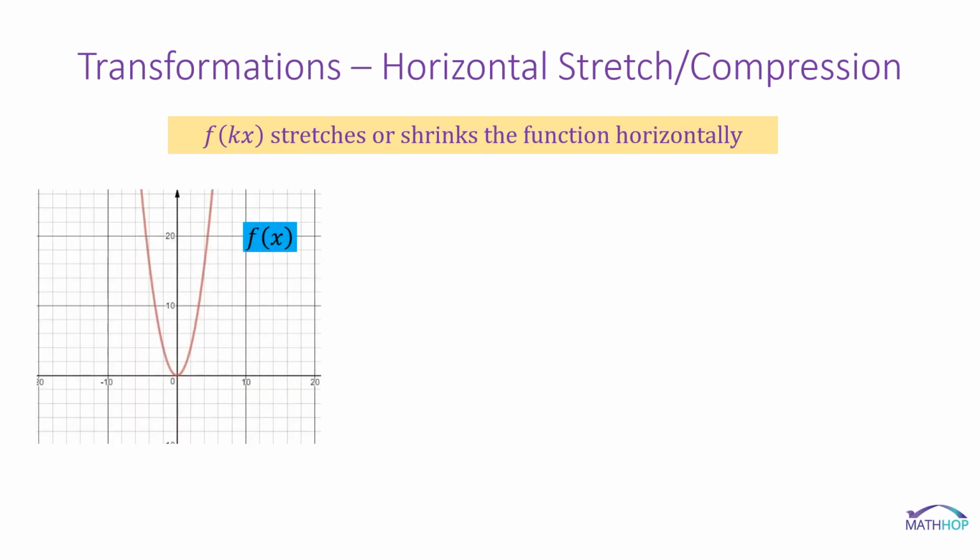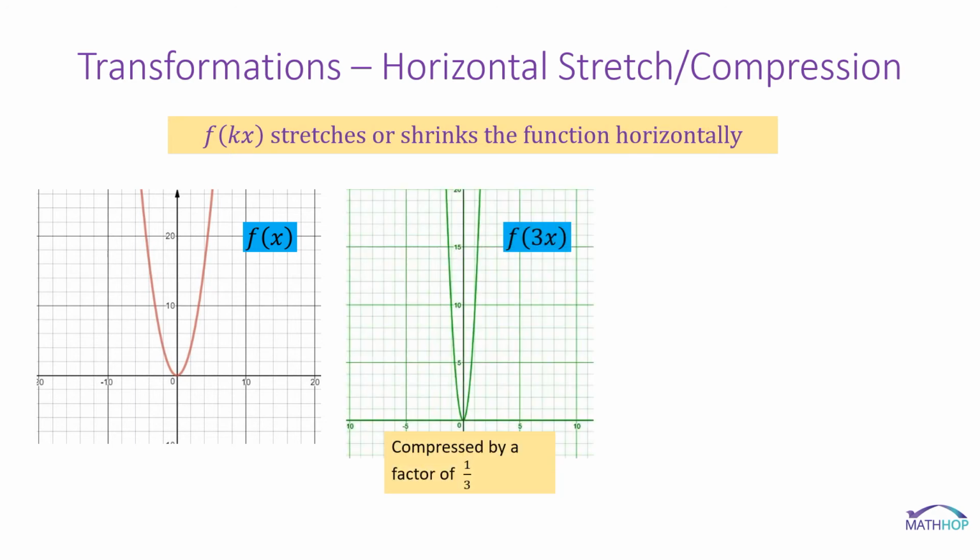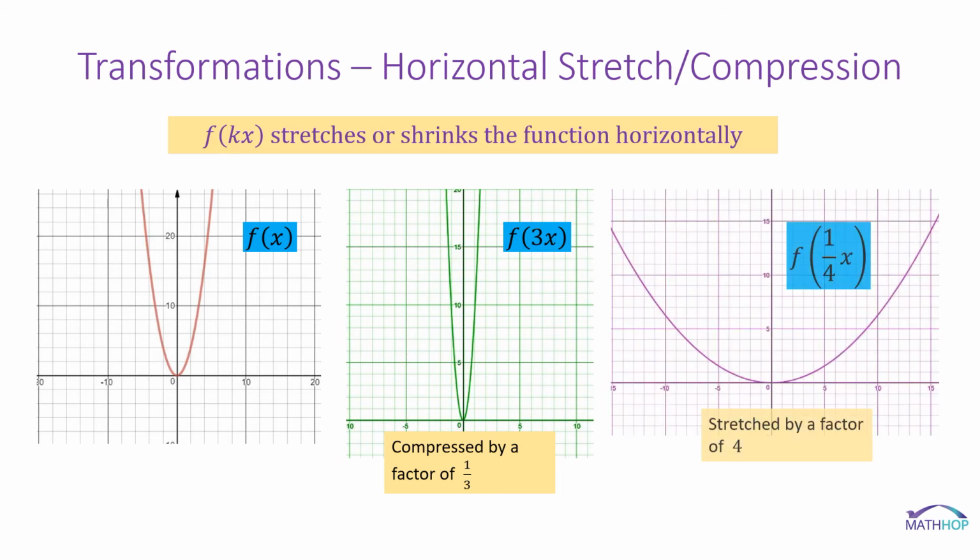So we have f of x, right? We have the parabola, y equals x squared. Now we have f of 3x. So we say this is compressed by a factor of 1/3 because it's 1/3 as wide, or 1/3 as skinny as it used to be. Then we have f of 1/4 x. This is stretched by a factor of 4. It's 4 times as wide as it used to be. I know that's confusing because we will see a 1/4 x and then they will say it's stretched by a factor of 4 because it's 4 times as wide.